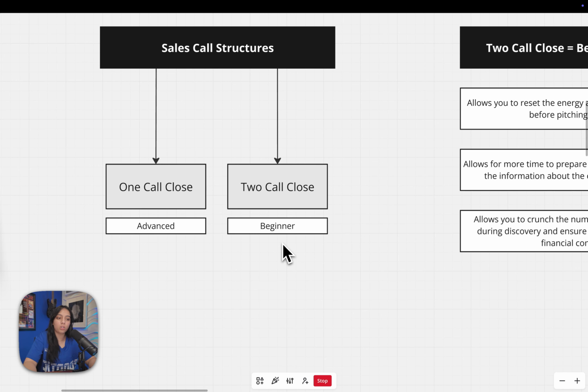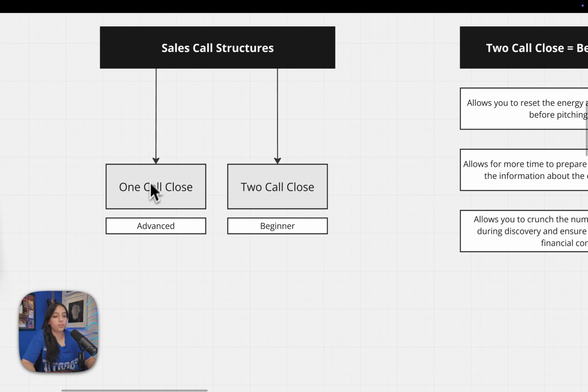I found that the 1-call close structure works best for agencies that don't have a lot of variation between clients. For example, if you have a standardized AI chatbot that you're selling to real estate agents and you're just churning it out, or you're working with an e-commerce business and it's a simple AI customer service automation, a one-call close in that scenario works very well because it's all productized, standardized. You know what you're selling and you'll be used to having certain objections come your way.